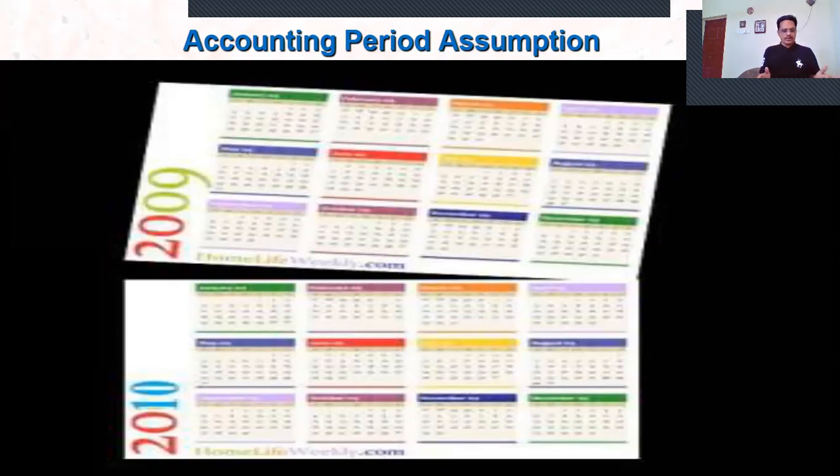Whenever you are considering the period, it may be quarterly, 3 months, or a half year, 6 months. So 3 months, half year, or 1 year. If you are preparing a 3 months quarterly financial statement, for the expenses and the incomes you have to take 3 months only. You cannot take 3 months expenses and more than 3 months incomes, then your comparison or your profit will not be correct.